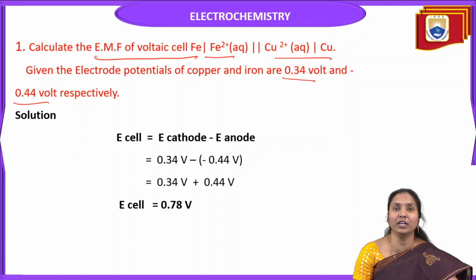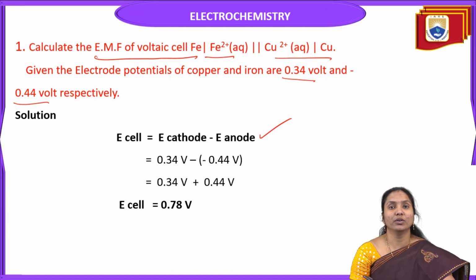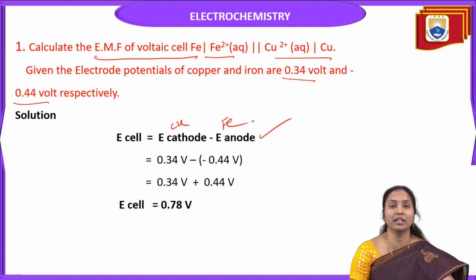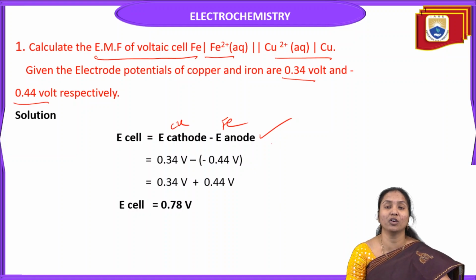So what is the formula of EMF? E cell equals E cathode minus E anode. Here, capital E means electrode potential, so it is the electrode potential of the cathode minus the electrode potential of the anode. Which one acts as the cathode? Copper. According to the electrochemical series, copper acts as the cathode and iron acts as the anode.